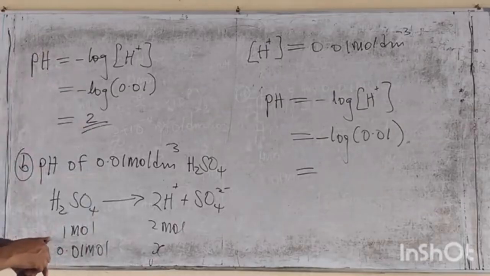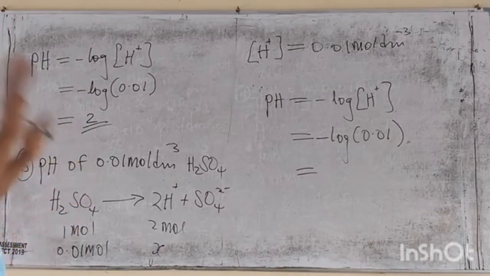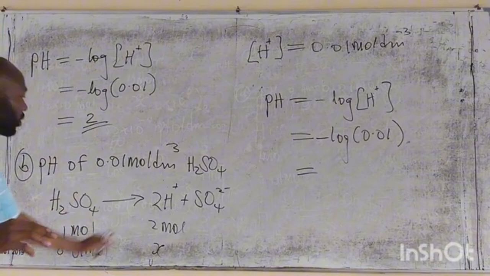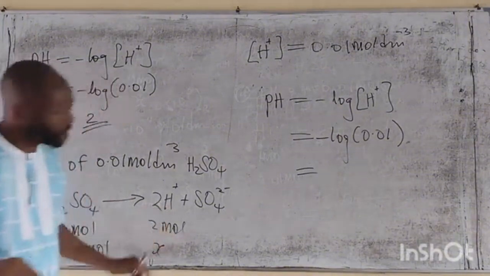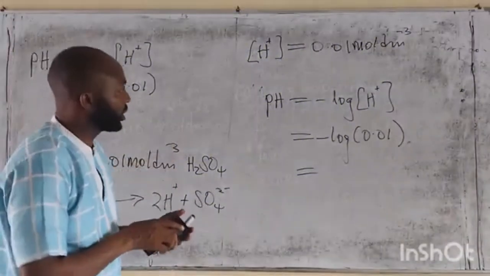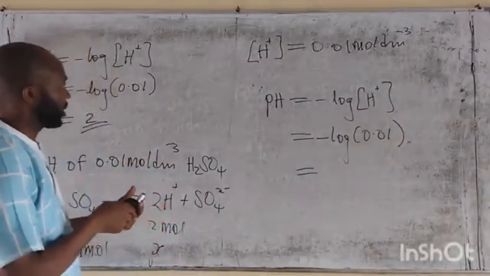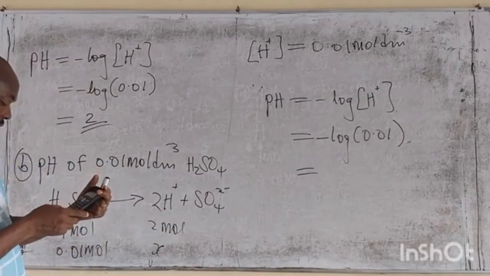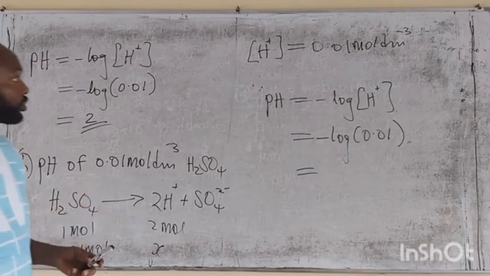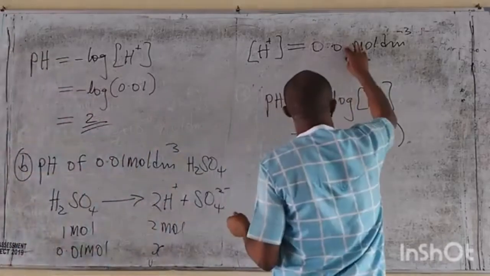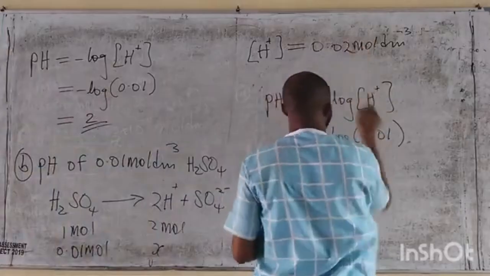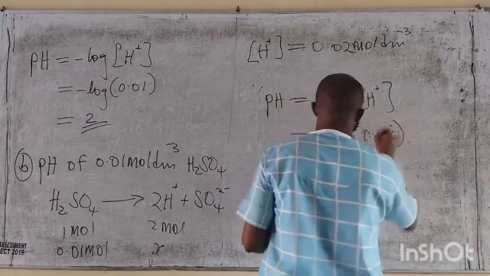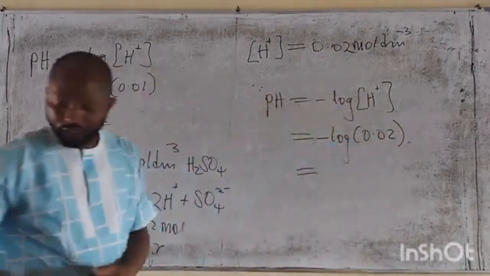Oh, that's all, 0.01 times 2. Yeah, what do we get? Sorry, that was a mistake there. 0.01 times 2 is 0.02. So here is 0.02.